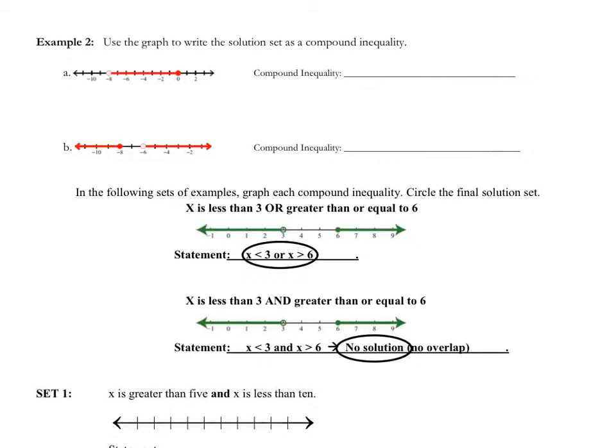All right, continuing on. Lots of stuff going on. This is kind of going backwards. This is saying, okay, let's write the compound inequality now. Let's write out the inequality.